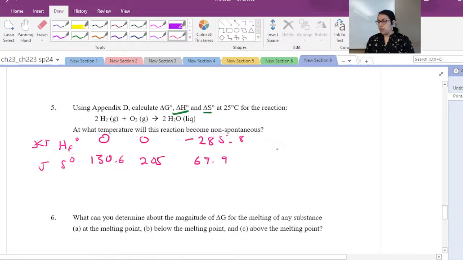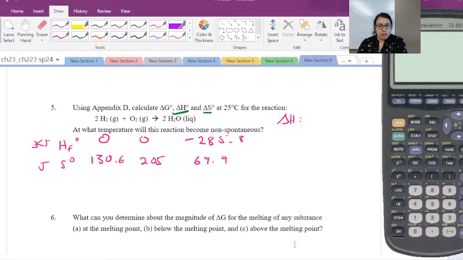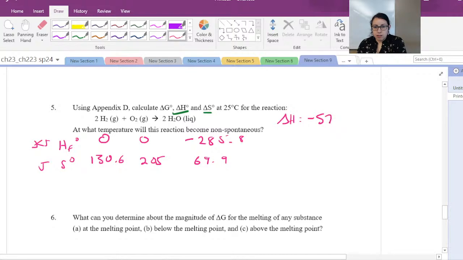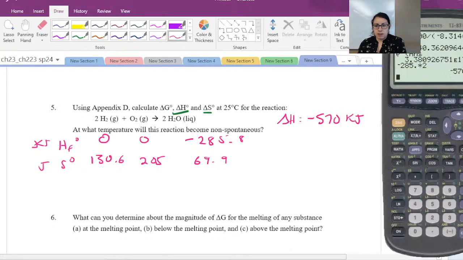And so then we can calculate our change in enthalpy from the reaction, so products minus reactants. Products are our water, so let me do enthalpy first. Negative 285.8 times 2, and then we'll minus 0. That gives us negative 570 for a change in enthalpy, so exothermic reaction. That makes sense, gas to liquid, so we should be losing heat.